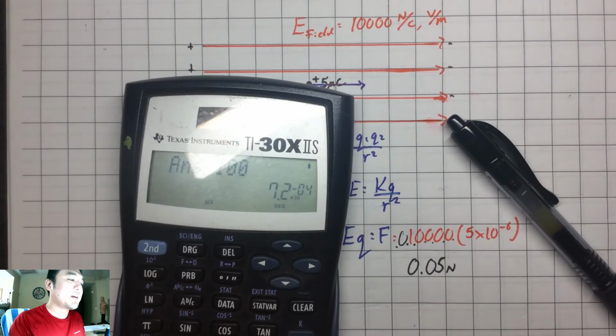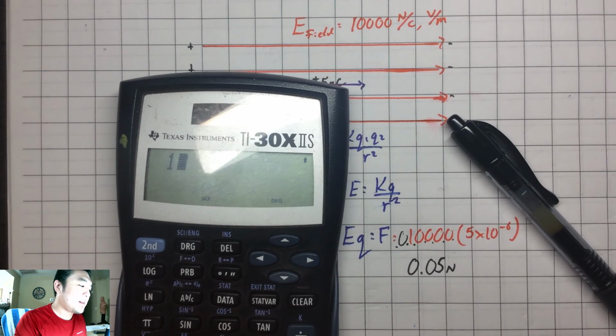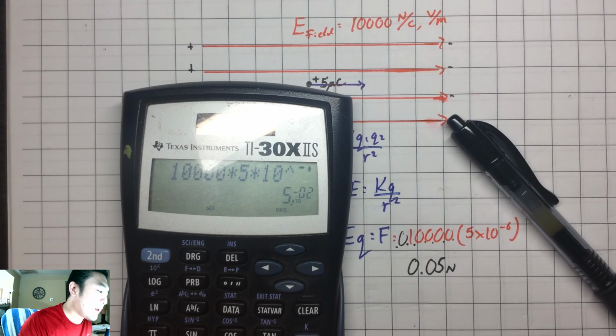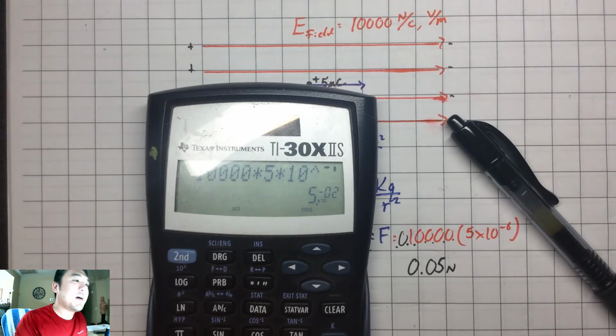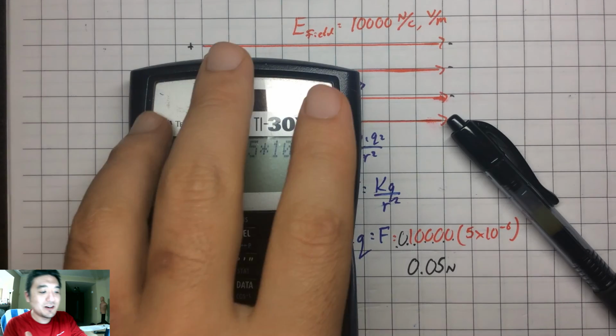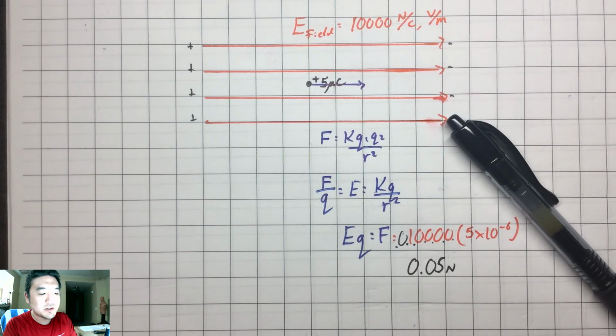If you want to double check, I kind of want to double check. I've got 10,000, and I'm going to multiply that by 5 times 10 to the negative 6, and I get 5 times 10 to the negative 2, or 0.05. Okay, so that's how you would figure out the forces on a charge in an electric field. And again, this electric field can be created by maybe two parallel plates like a capacitor or something like that.